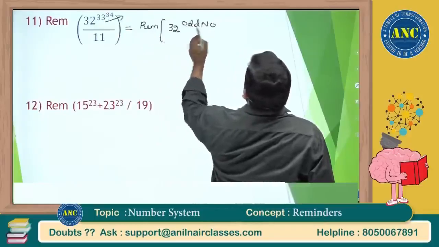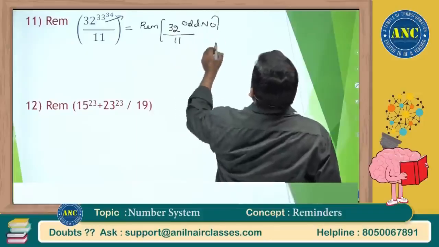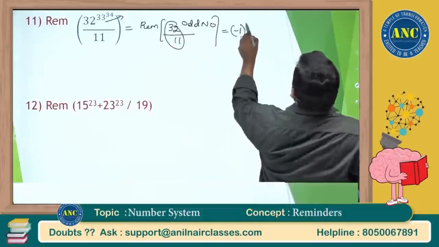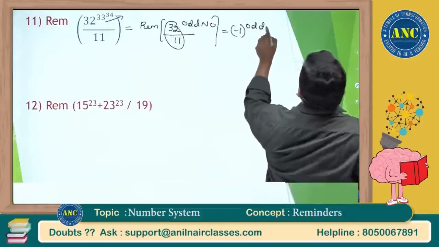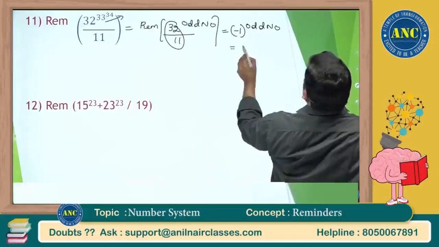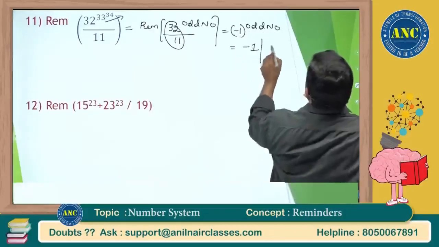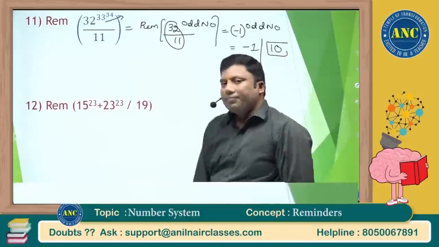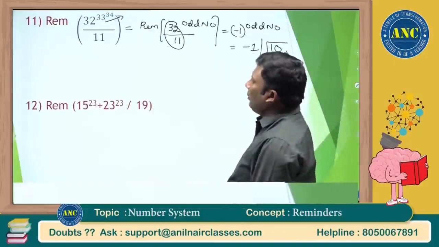32 power odd number divided by 11. 11 threes are 33, which is minus 1. Minus 1 power odd number is minus 1. So the positive remainder will be 10.